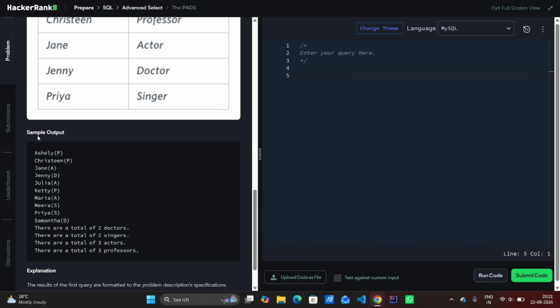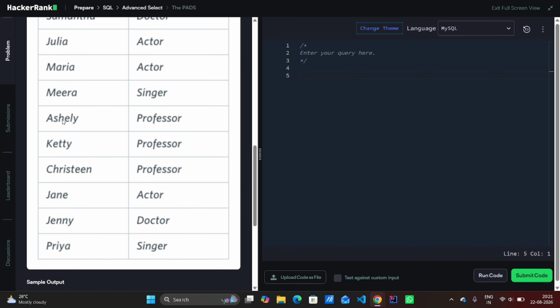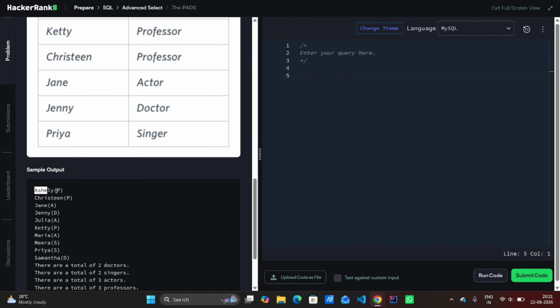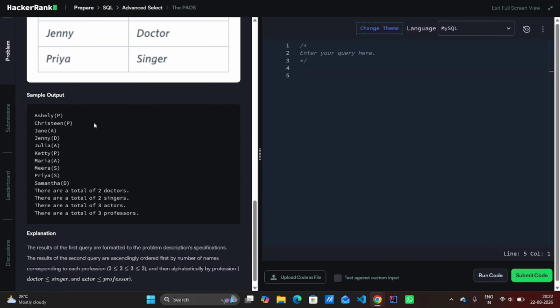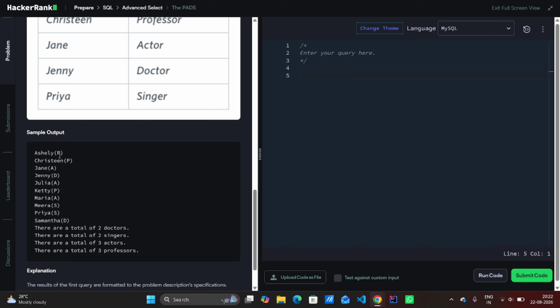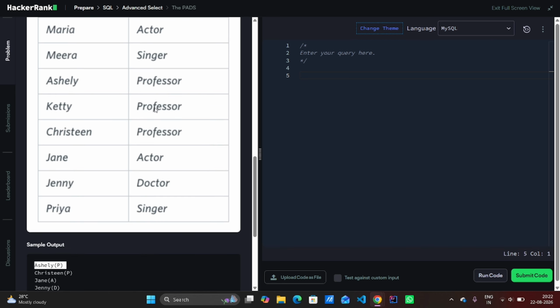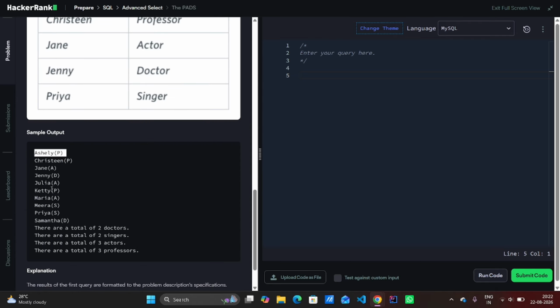So look here at the sample output. Ashley comes first, according to the ascending order of their names. Ashley, then parenthesis P, that is the profession of Ashley, professor. Then Christine, the profession of Christine is professor. Then P, okay, and so on.